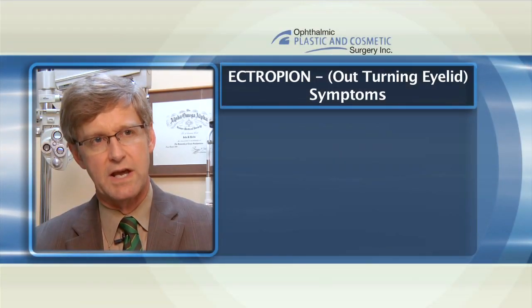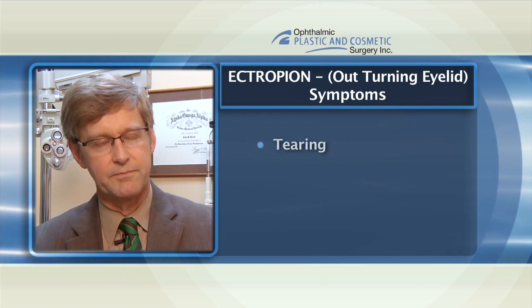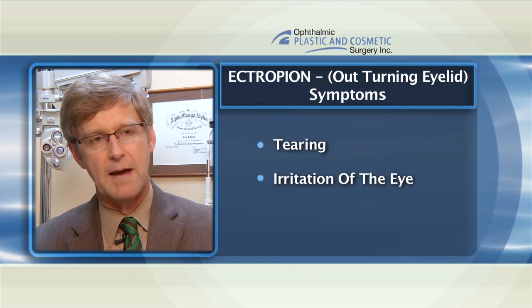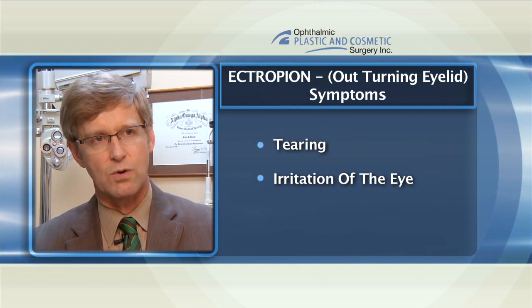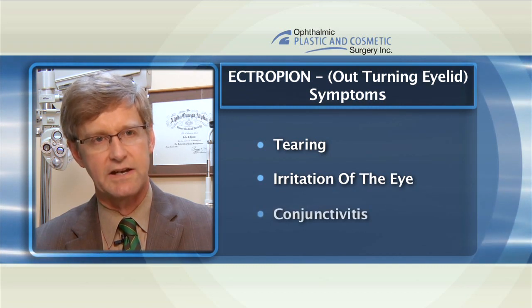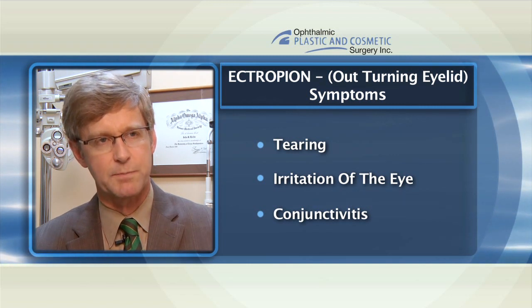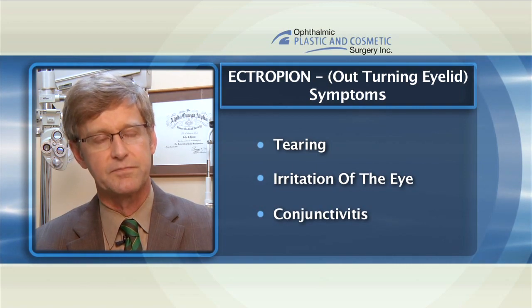An out-turning eyelid often will have symptoms associated with tearing, irritation of the eye from dryness, exposure problems, or the outturned tissue can dry and become irritated, developing what would be called a conjunctivitis from the inner layer of the eyelid turning outward and becoming exposed. And these can all be indications for repair of this kind of eyelid malposition.